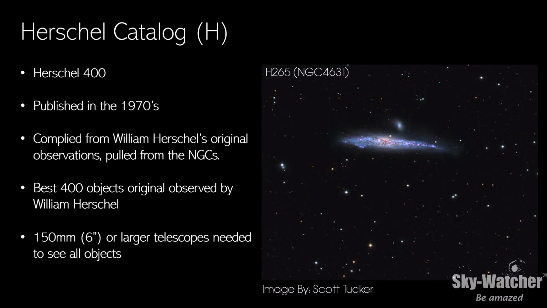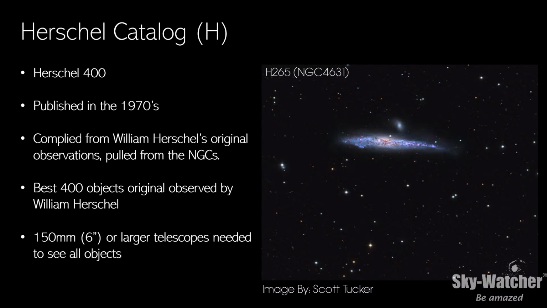This isn't like a research catalog like NGCs and ICs are. This is an amateurly built and compiled catalog, but a lot of amateur astronomers like to use this Herschel 400 as a challenge. It's a lot like doing the Messier catalog, all 110. If you're done with the Messiers and you want a collection of objects to go after afterwards, the Herschel 400 is very popular.